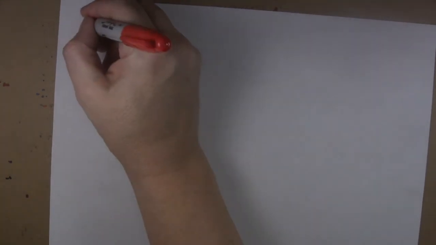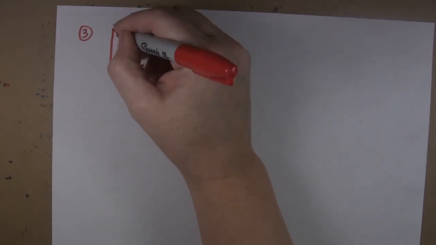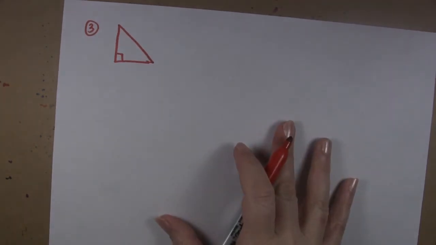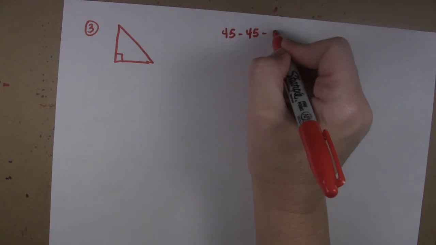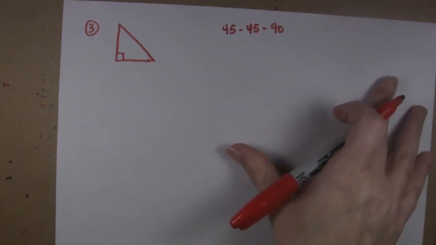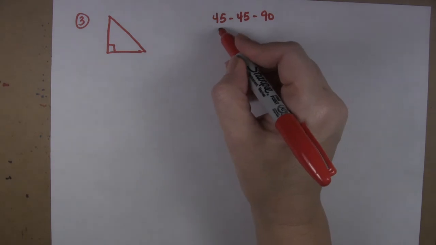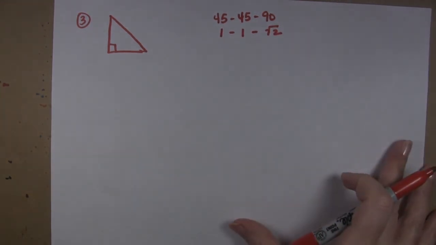Okay. Question number 3 is another one of our special right triangles. Remember, we learned about these, and I told you that you need to commit these to memory. The reason is they are just so darn helpful. Okay, so here we have what's called a 45-45-90 triangle. And that has another name. It's called the 1 to 1 to radical 2 triangle.